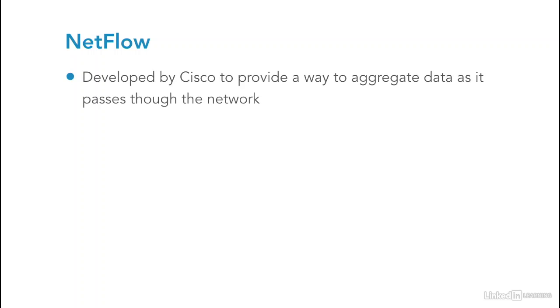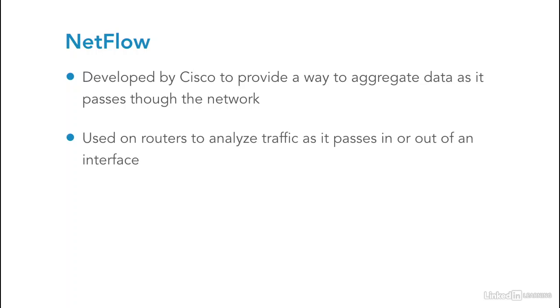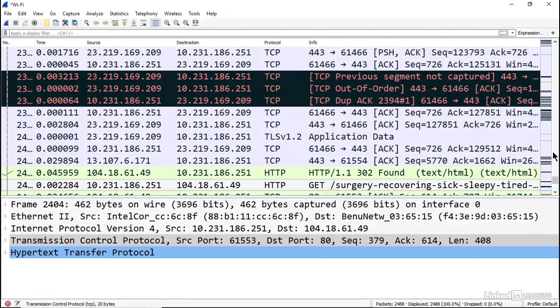NetFlow was developed by Cisco over 20 years ago to provide a way to aggregate data as it passes through the network. It's used on routers to analyze traffic as it passes in or out of an interface. It gathers data on each flow into a compact record. This differs from the granular and somewhat cumbersome collection of traffic using a standard protocol analysis tool.